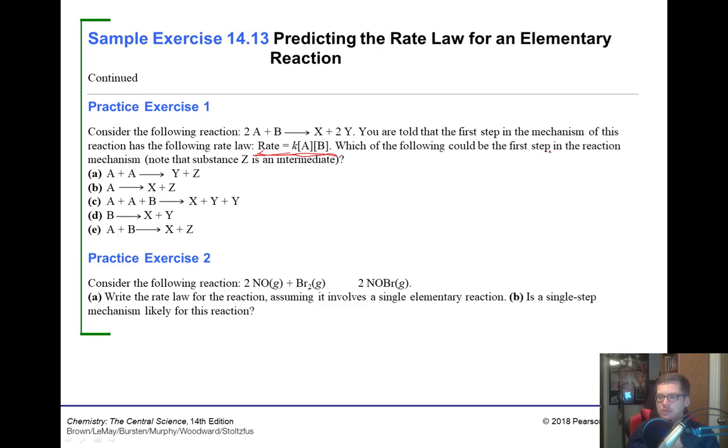It says, which of the following could be the first step in the reaction mechanism? Note the substance Z is an intermediate. The easiest way to do this is just assume that this would be the slow step. That also makes sense because it's just A times B, so if we could find one of these that's simply A plus B reacting to form a product in Z, we should be good. This doesn't match our slow step, so we'll kick this guy out. Let's see what else. This doesn't match our slow step, this doesn't match, so it's got to be E.